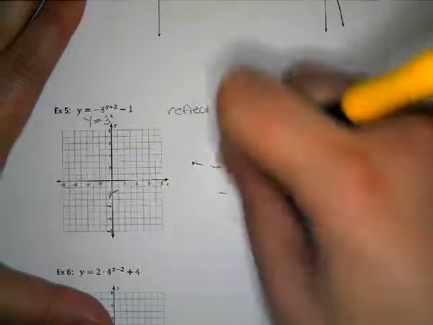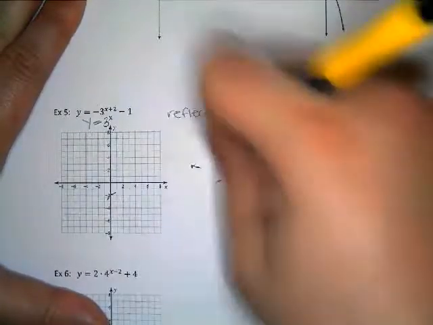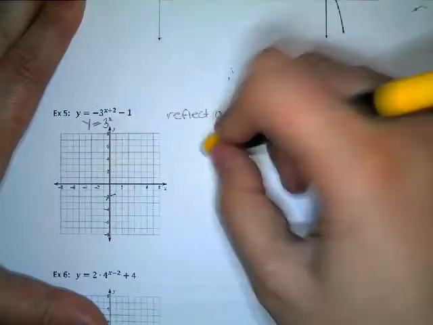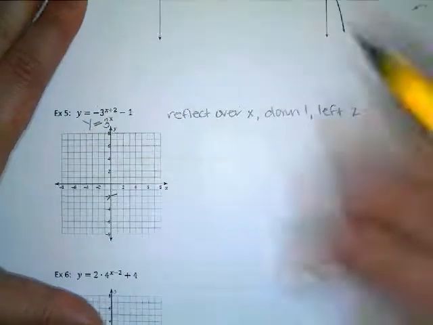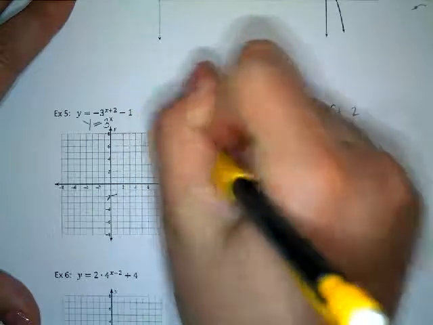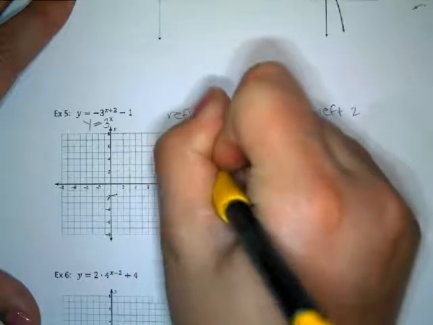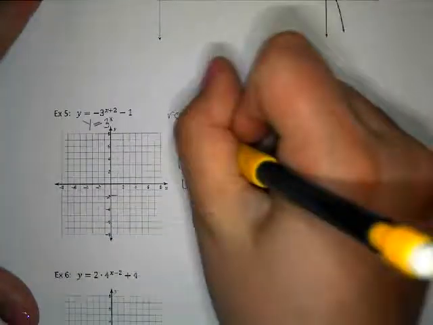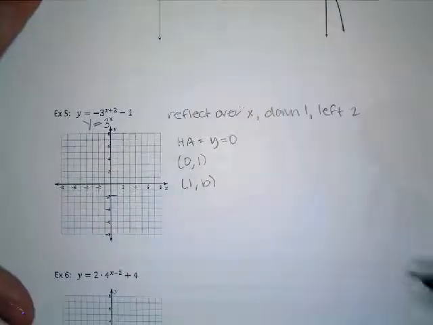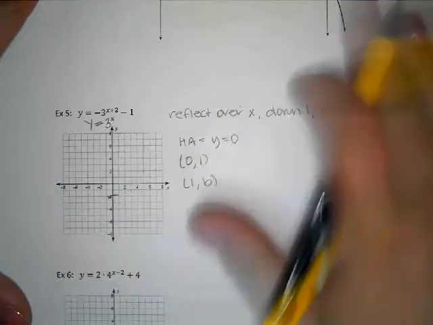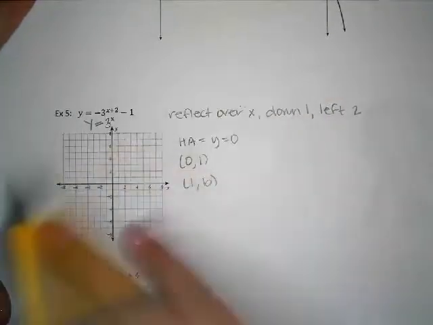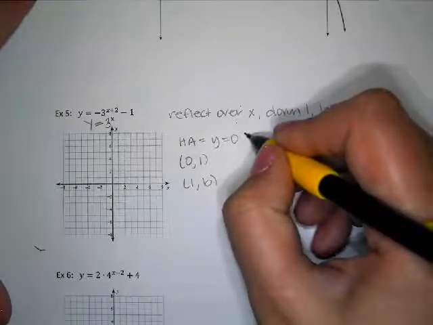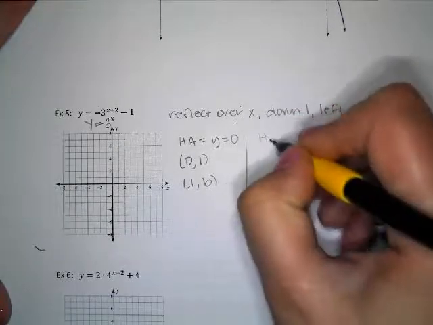Perfect. So we've got the transformations down. We need to find our special information. We need the horizontal asymptote, and we need 0, 1 and 1, b, so we need to do all of our transformations on that. The horizontal asymptote starts at y equals 0. Let's move those points. What should we do first? Reflect over x. That's not going to change the horizontal asymptote. It's still y equals 0.